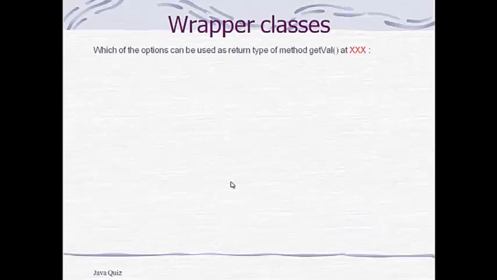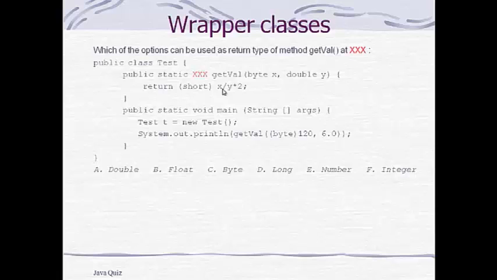Wrapper classes. Now we would like to see which are the types which can be used as a return type for this method getVal. So is it double, float, byte, long, number or integer?